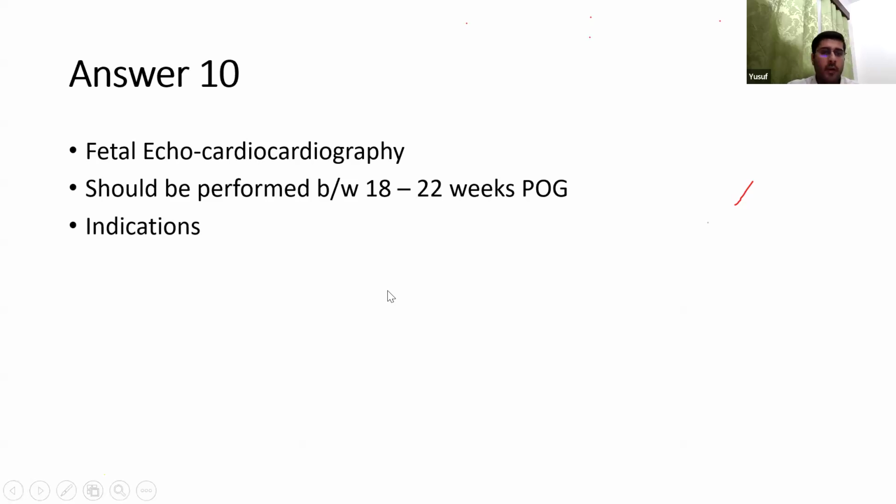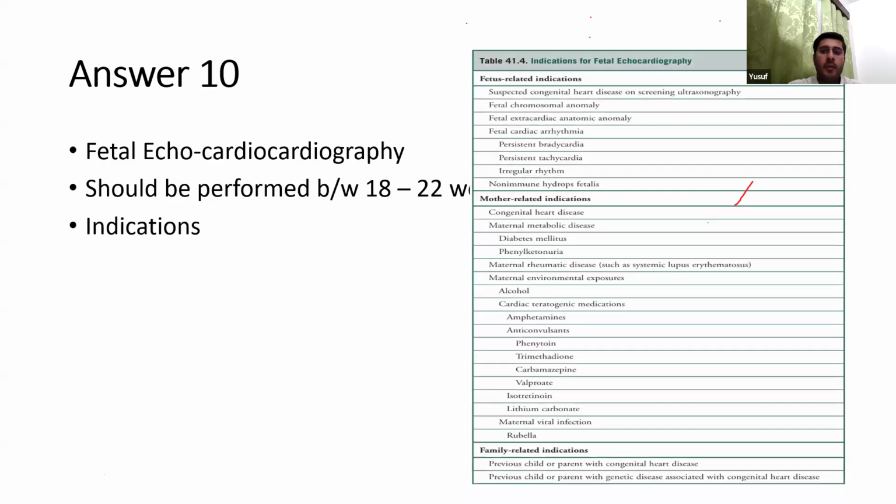So fetal echocardiography is usually performed between 18 to 22 weeks period of gestation. The important thing to know from our point of view as neonatologists is what are the important indications where we would be performing echocardiography. There are fetal related indications, maternal related indications, and indications if there is a positive family history. If the baby has a parent or a sibling with congenital heart disease, or a known genetic disorder associated with congenital heart disease, then these babies should upfront be offered a fetal echocardiography at 18 to 22 weeks.